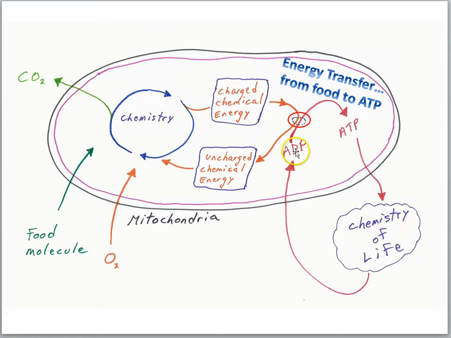But in order to recharge the ADP, to put that phosphate back on to make ATP, food must be constantly broken down. The energy of food must be extracted by proteins, and this complicated chemistry going on in the mitochondria provides a steady supply of ATP for the chemistry of life.